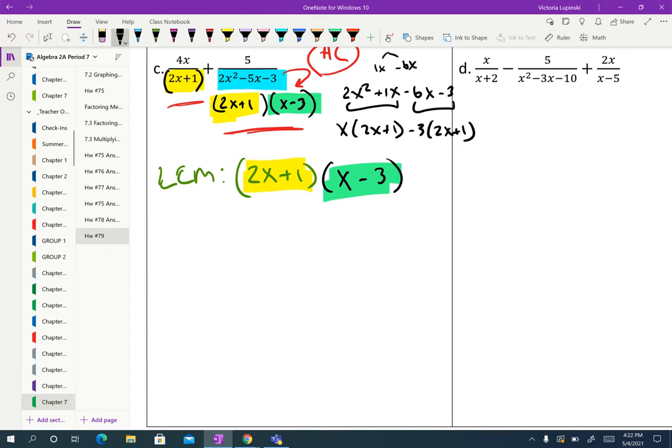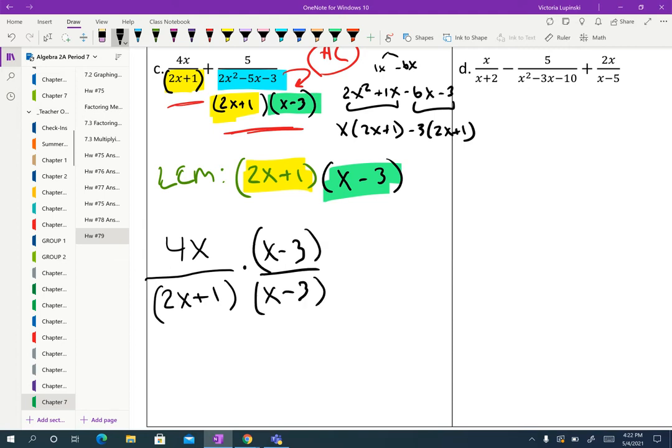So as you go from here, you're going to start with 4x over 2x plus 1. If you compare the LCM to what you currently have, you're going to multiply the top and bottom by whatever it is you're missing. In this case, you're missing an x minus 3. So you're going to multiply an x minus 3 on the top, and an x minus 3 on the bottom. Again, the reason you have to build this yellow and green LCM: you already have the yellow. In order to now get the green, you have to multiply top and bottom.